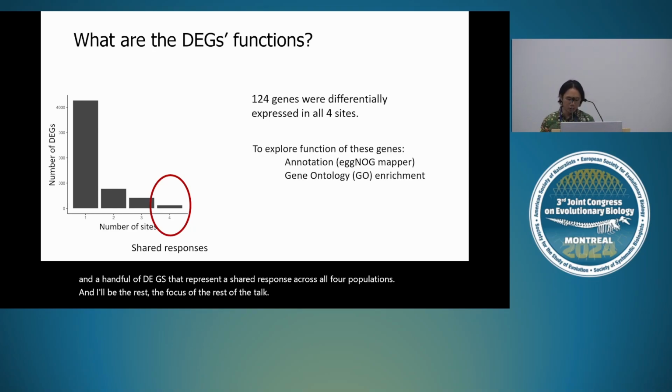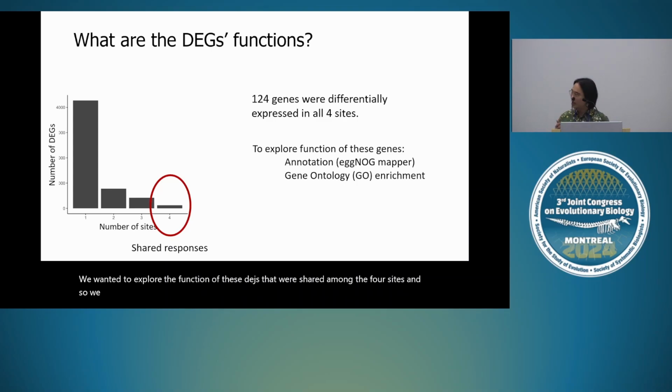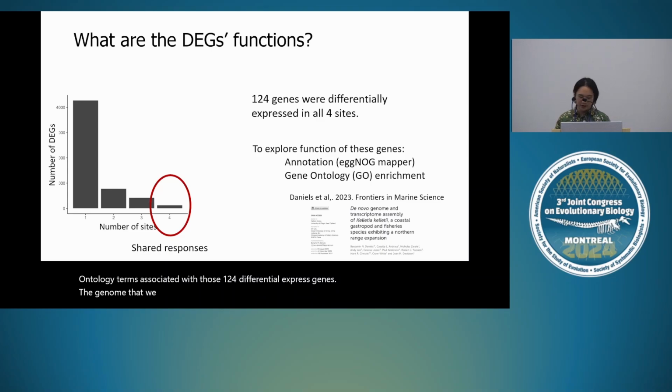We wanted to explore the function of these DEGs that were shared among the 4 sites, and so we used annotation using eggNOG-mapper to identify the genes, and then we conducted gene ontology enrichment. Here we're comparing the gene ontology terms associated with those 124 differentially expressed genes with the genome that we recently assembled of Kellet's whelks, to see which terms are enriched.